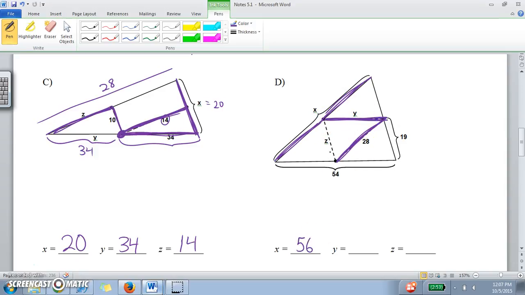Y is a midsegment, so we take the side that it's parallel to and cut it in half. So half of 54 would be 27 for y. For z, we know that it's parallel to this side right here, and it's also going to be half of this side. Well, it tells us that half of this side right here is 19, so that's what z is, 19.